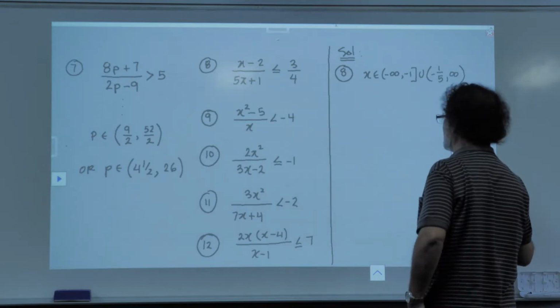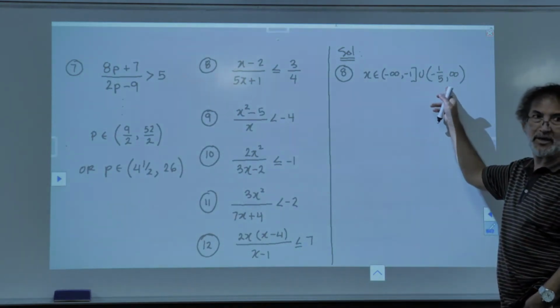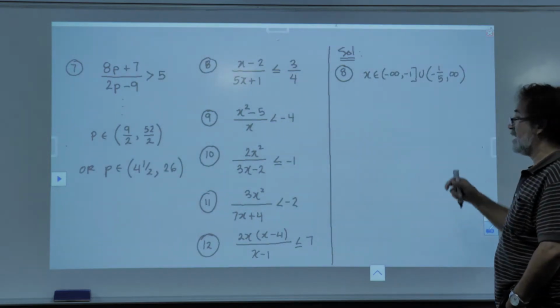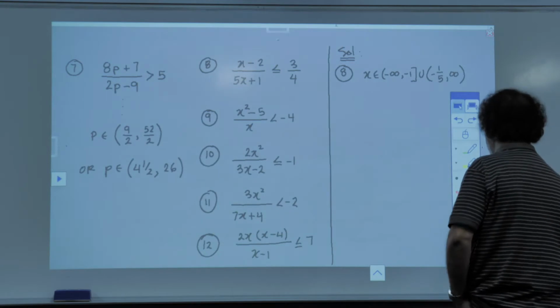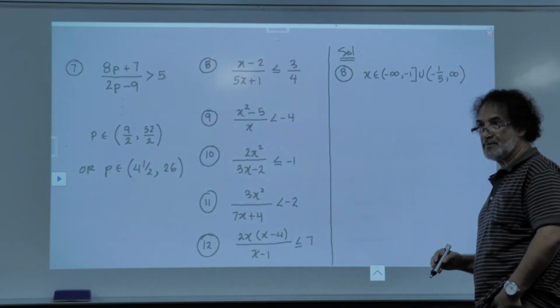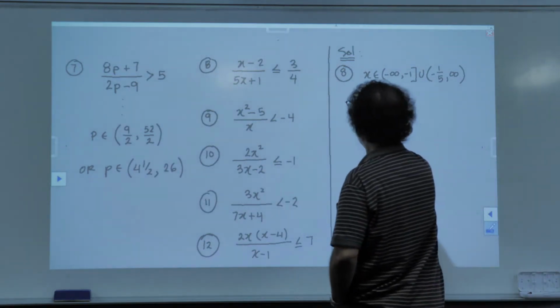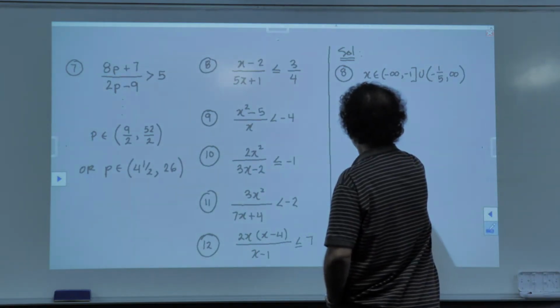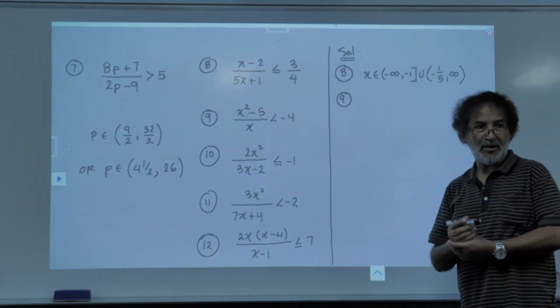All right, that is the answer for question 8. I hope all of you got this. If you didn't, then we're going to check that in tutoring. It's just one answer. Okay, question 9. Let's do question 9 now.